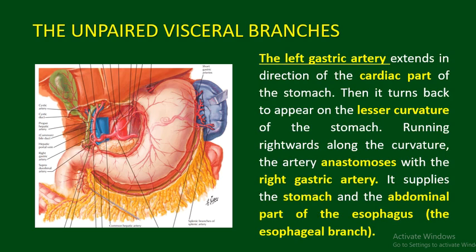The left gastric artery extends in the direction of the cardiac part of the stomach. Then it turns back to appear on the lesser curvature. Running rightwards along the curvature, the artery anastomoses with the right gastric artery. It supplies the stomach and the abdominal part of the esophagus via the esophageal branch.